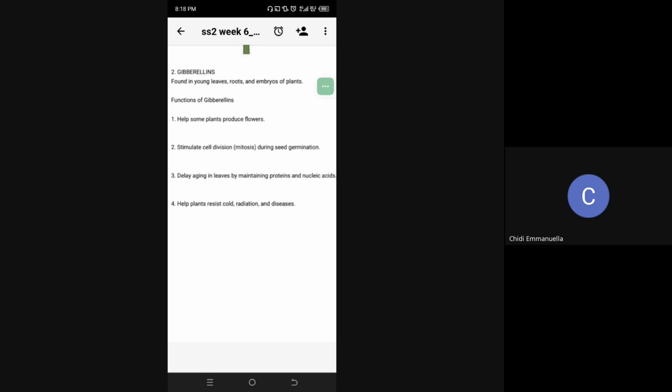Number two, it helps stimulate cell division, mitosis, during seed germination. During seed germination, the young seed has to undergo a lot of division, which is known as mitosis. Mitosis is talking about body cell divisions. Without these divisions, it is impossible for the young seedling to germinate, to stem from the seed. It is very impossible for it to grow. That is what I mean.